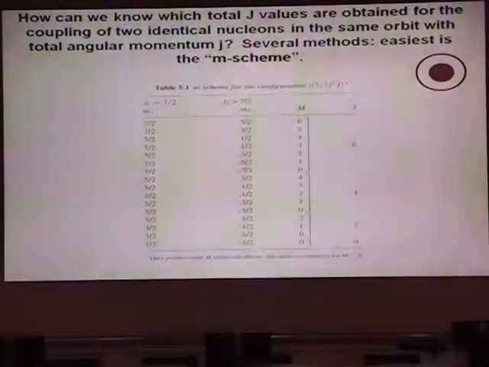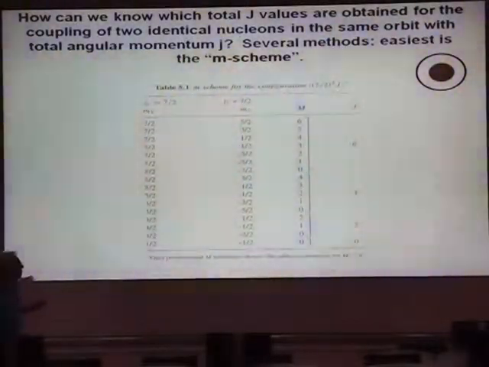Now I do 3 halves. 3 halves and 7 halves is already used up here. 3 halves and 5 halves is already used here. 3 halves and 3 halves is forbidden. So 3 halves and 1 half gives you 2. 3 halves and minus 1 half, 1. 3 halves and minus 3 halves, 0. And then the only other case is 1 half and minus 1 half, which gives you 0. So these are the total number of allowed magnetic substates for this two-particle system.